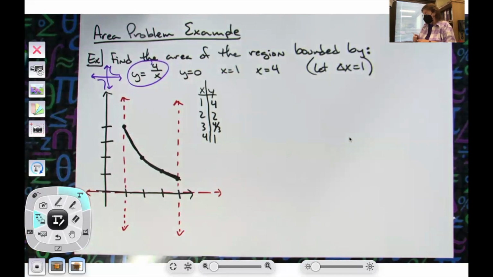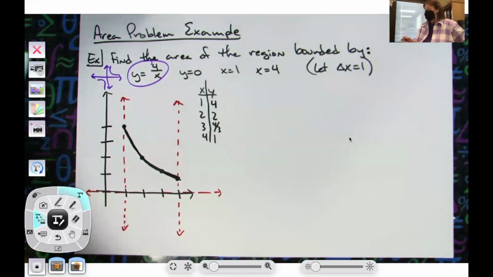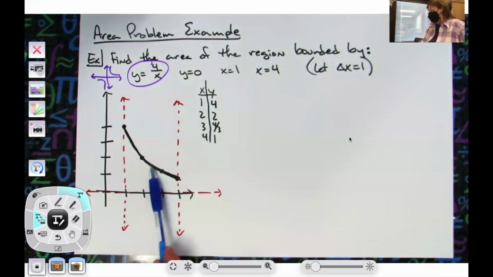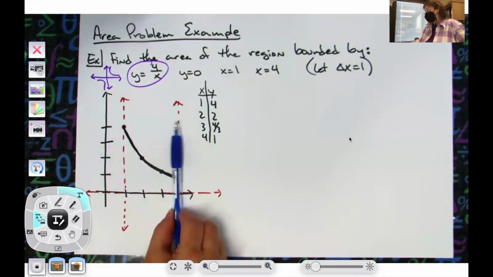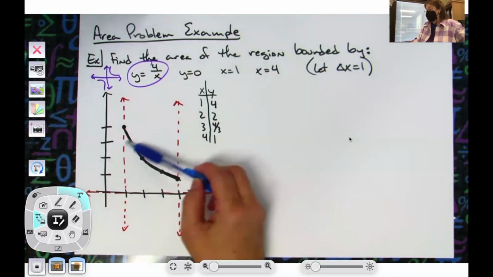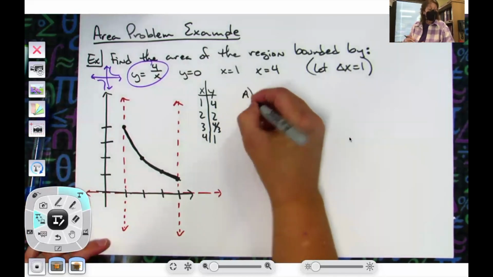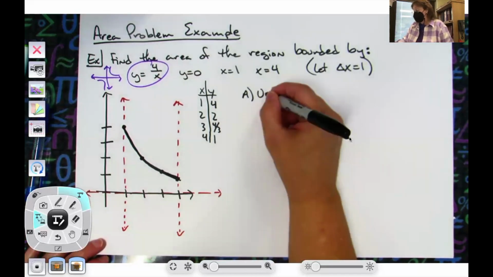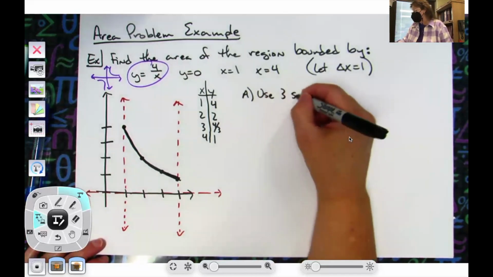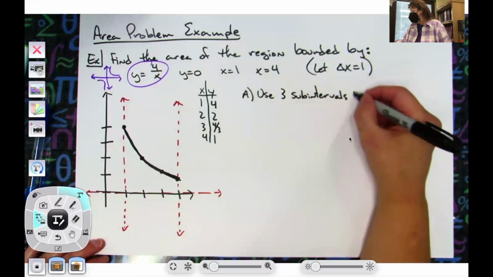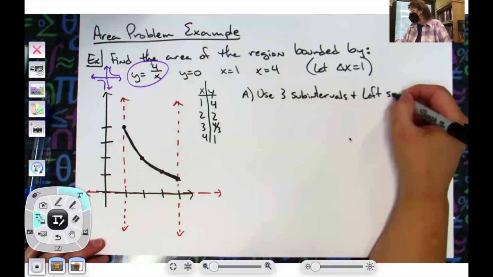Now, I'm not going to clutter this up too much with shading, but I'm finding the area of the region that is bounded by these curves. So I want the area right here that's bounded by y equals 0, x equals 1, x equals 4. Right in here is what I'm trying to estimate the area of. I am going to give you some more pieces of information here. I am going to tell you to use 3 subintervals and left side endpoints.